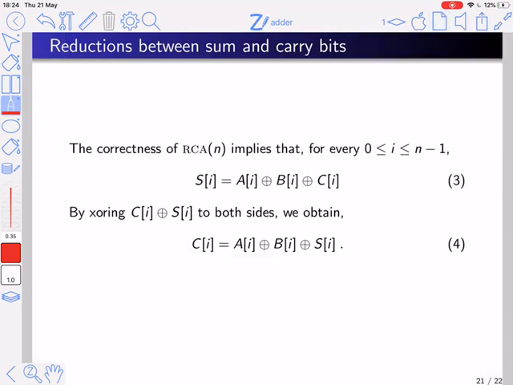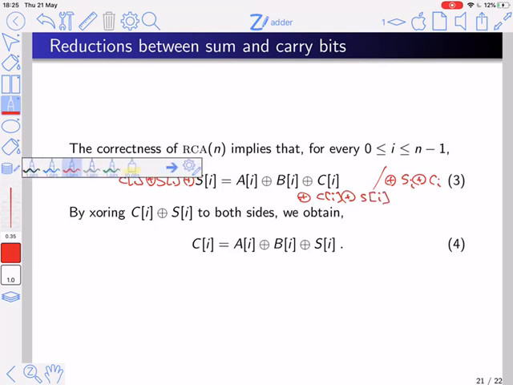Before we finish, I would like to emphasize that if I look at the ripple-carry adder, then I see that I have the following relation between the sum bit, the 2 bits of the addend, and the carry bit. The sum bit is simply the XOR of these 3 bits. Now I can XOR to both sides of this equation. I can XOR S_i XOR C_i, and therefore I will have here XOR S_i XOR C_i, and here I will have XOR C_i XOR S_i.